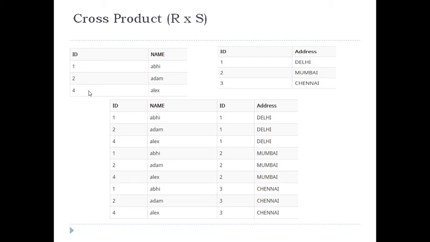So in the result we'll have 3 into 3, total 9 tuples, and the columns will be 2 plus 2, m plus n. Okay, so 4 attributes of the columns, and you will be having 3 cross 3. So here 3 rows are there, and in another table also you have 3. So 3 into 3, 9 tuples you will get in the result.